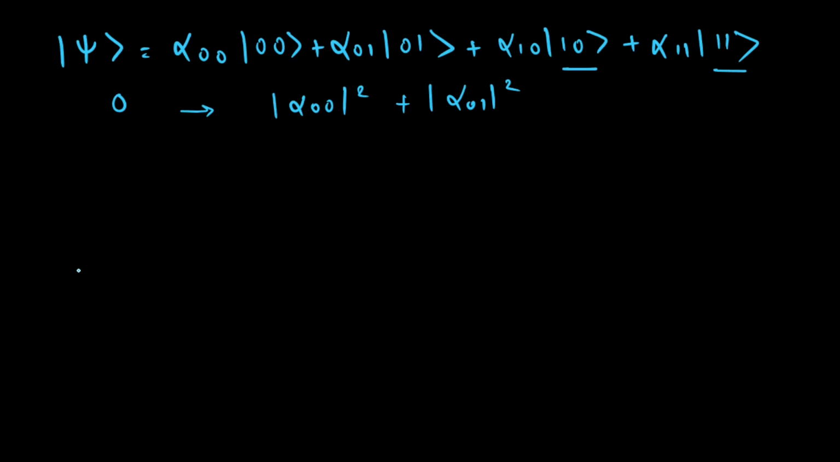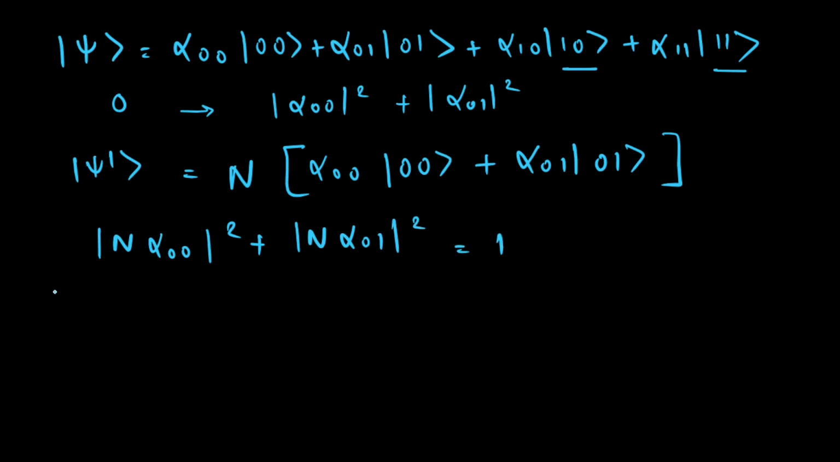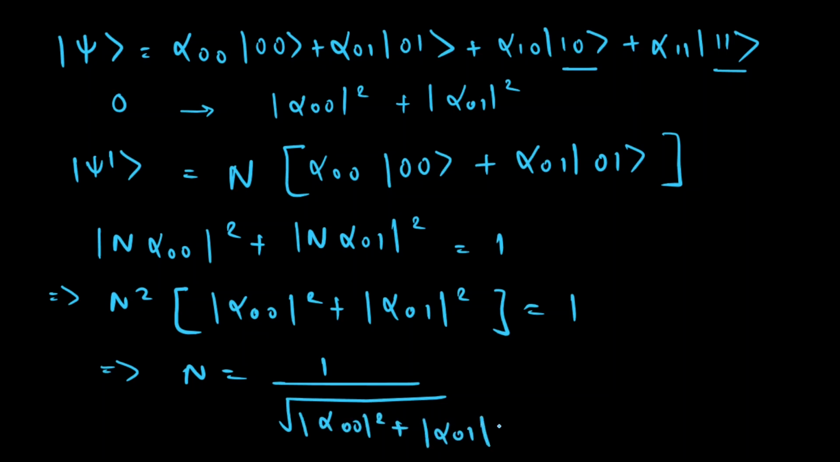So we'll have a new post measurement state, that is psi dash, which is multiplied by a normalizing constant N, and the state after the measurement looks like alpha 00 times state 00 plus alpha 01 times state 01. Now the condition for the normalization is that N alpha 00 square plus N alpha 01 square must be equal to 1, which implies N square times alpha 00 square plus alpha 01 square equal to 1, which will give eventually N as 1 divided by root under alpha 00 square plus alpha 01 square.